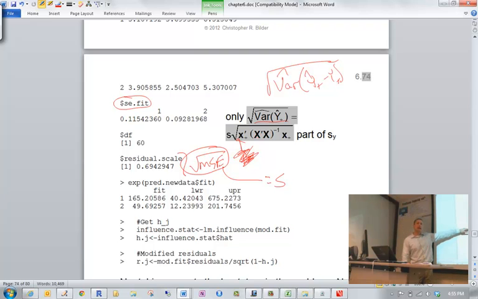So we use then the exp function here, so I get this on the scale that we want. Here's what we get for y hat. Here's what we get for the prediction interval, kind of y.